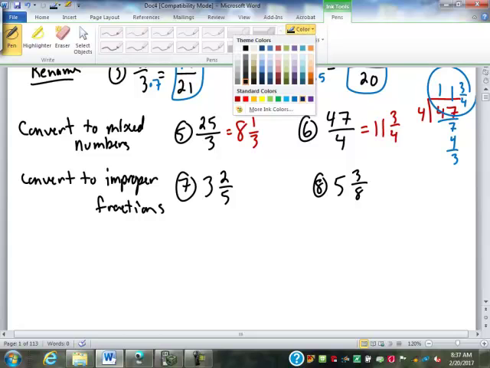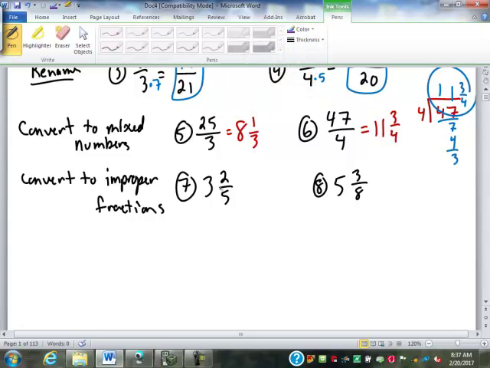So down here, going from a mixed number back into an improper fraction, 3 2/5 is going to become how many fifths? 17. Good. 3 times 5 is 15, plus the 2 makes 17. And of course, the denominator does not change when we're converting between mixed numbers and improper fractions. So this is going to stay eighths. How many eighths is it going to be? 43. Good. 5 times 8 is 40, plus 3 is 43. Any questions? Okay.